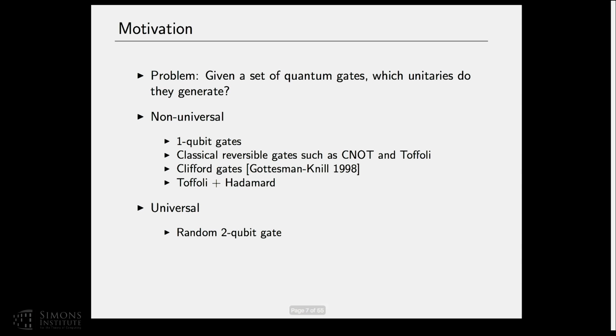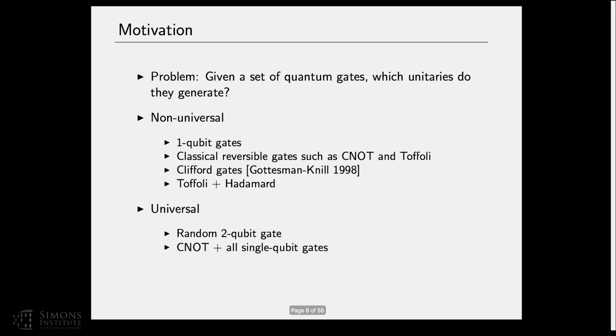But so these are some non-examples, maybe some examples that are universal. Just take a random 2 qubit gate. This is probably going to be universal. It's going to densely generate the unitaries, or maybe you really like CNOT, so you take the CNOT and you have all single qubit gates.